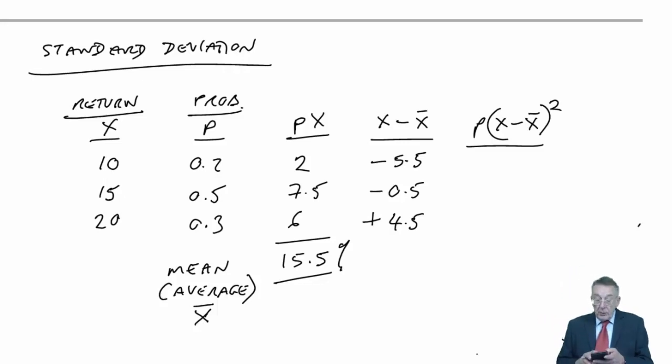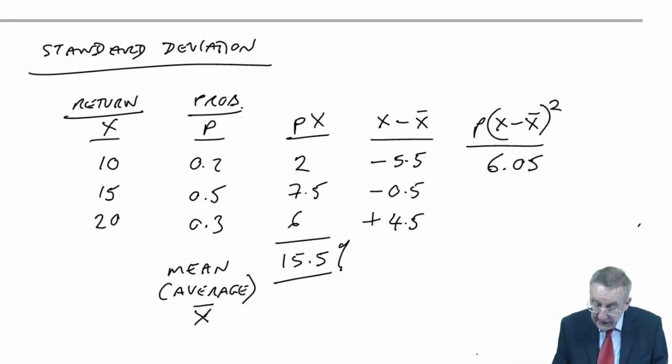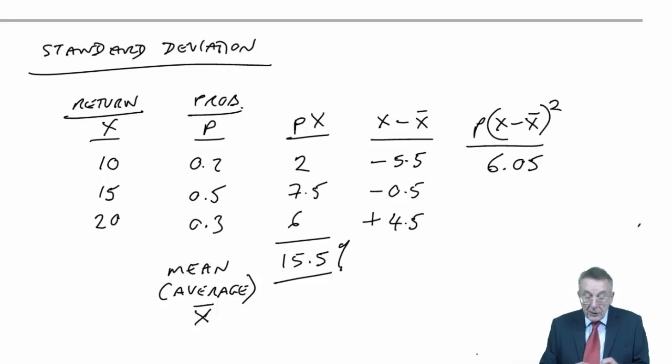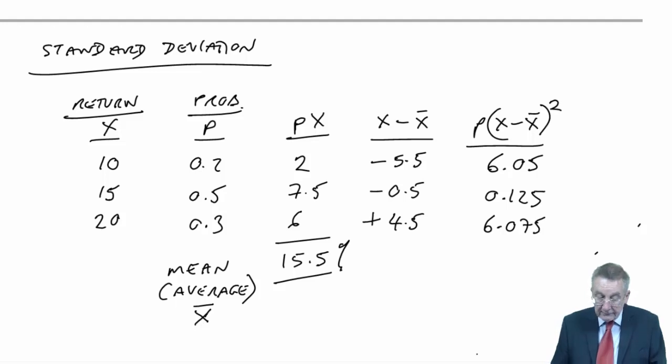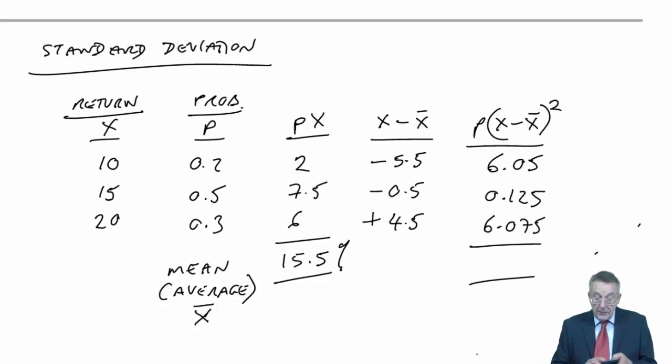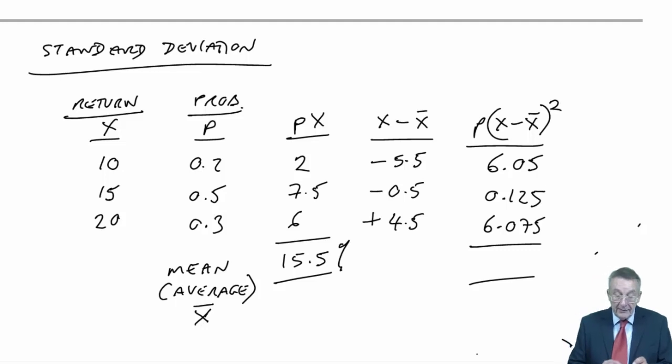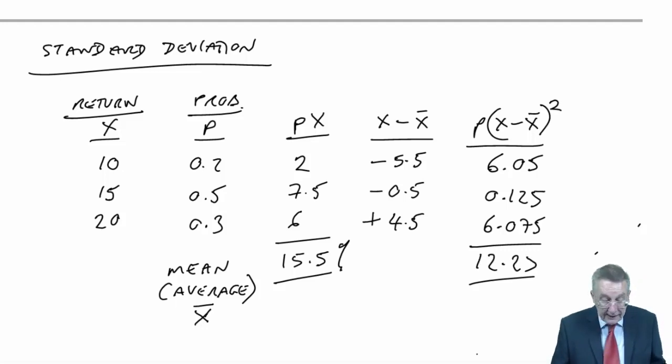So check me. First one, 5.5 squared times 0.2, because we're taking an average, is 6.05. 0.5 squared times 0.5 is 0.125. 4.5 squared times 0.3 is 6.075. Add them up, and what does it come to? 6.05 plus 0.125 plus 6.075 comes to 12.25.